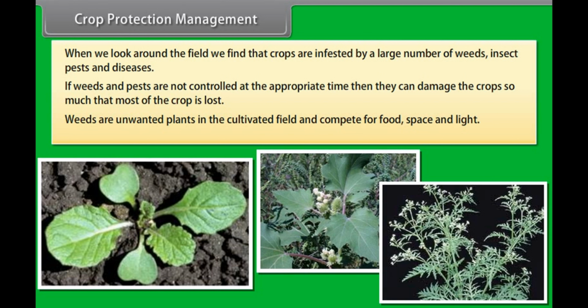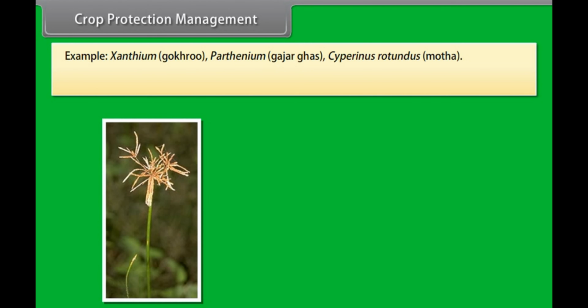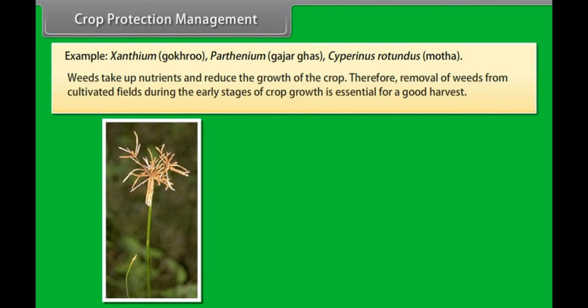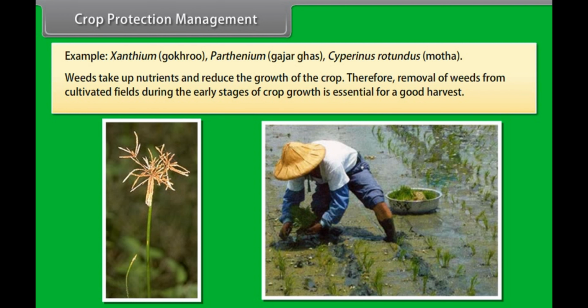Weeds are unwanted plants in the cultivated field and compete for food, space, and light. Example: Xanthium, Gokru; Parthenium, Gajar Ghas; Cyperus rotundus, Motha. Weeds take up nutrients and reduce the growth of the crop. Therefore, removal of weeds from cultivated fields during the early stages of crop growth is essential for a good harvest.